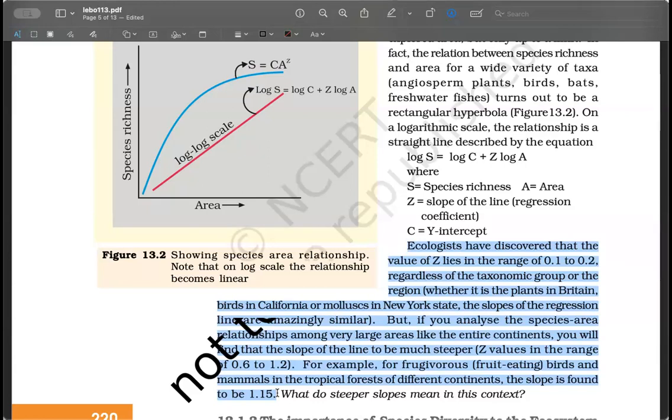But if you analyze the species area relationship among very large areas like the entire continent, you will find that the slope of the line is much steeper. Z value is in the range of 0.6 to 1.2. For example, for frugivorous fruit-eating birds and mammals in the tropical forest of different continents, the slope is found to be 1.15. Yes. Now let's try to understand what it.